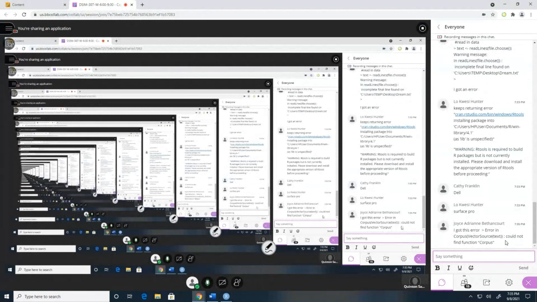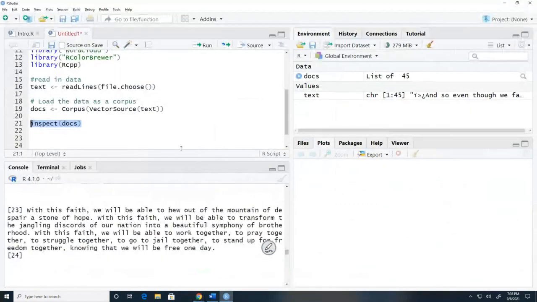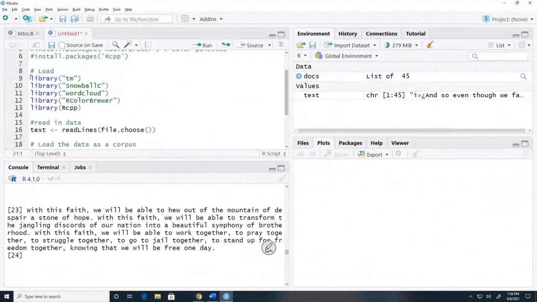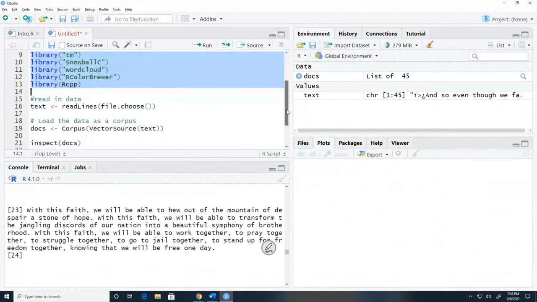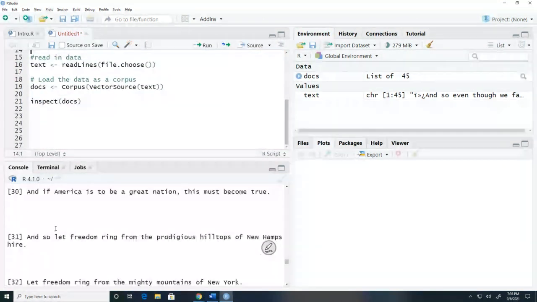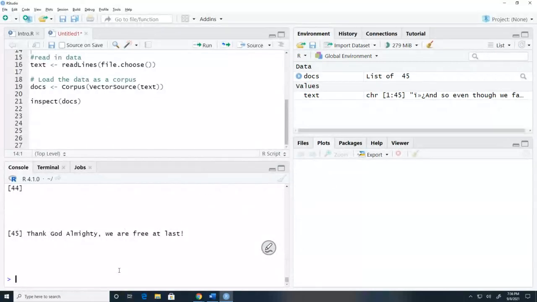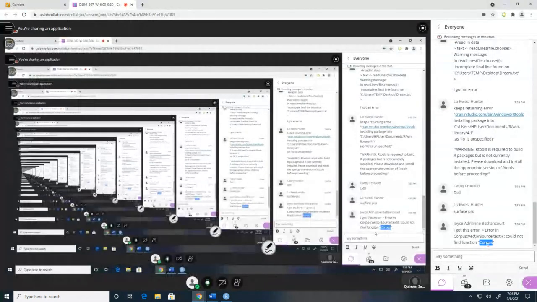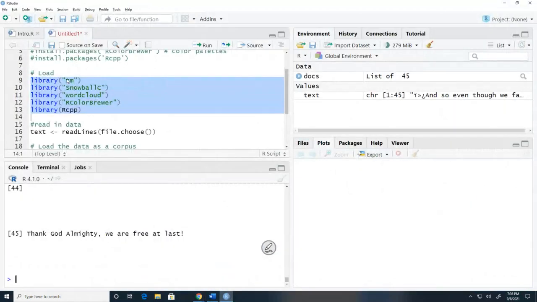If you get an error, could not find function corpus, that means whatever library corpus is in is not loaded. So go back up first, hopefully it installed when you did the install.packages, and then try reloading these libraries. If you hit run, it'll reload the libraries, and hopefully that error will go away. I don't remember which library that's in, but it's in one of these. So basically, anytime you get an error that looks like this, error in whatever, could not find function, you just need to look up where this function is located. Sometimes you can Google R corpus or whatever, and it'll tell you which library it's in, and then you just do library whatever. It's probably in one of these text mining ones, probably TM, which is the text mining.